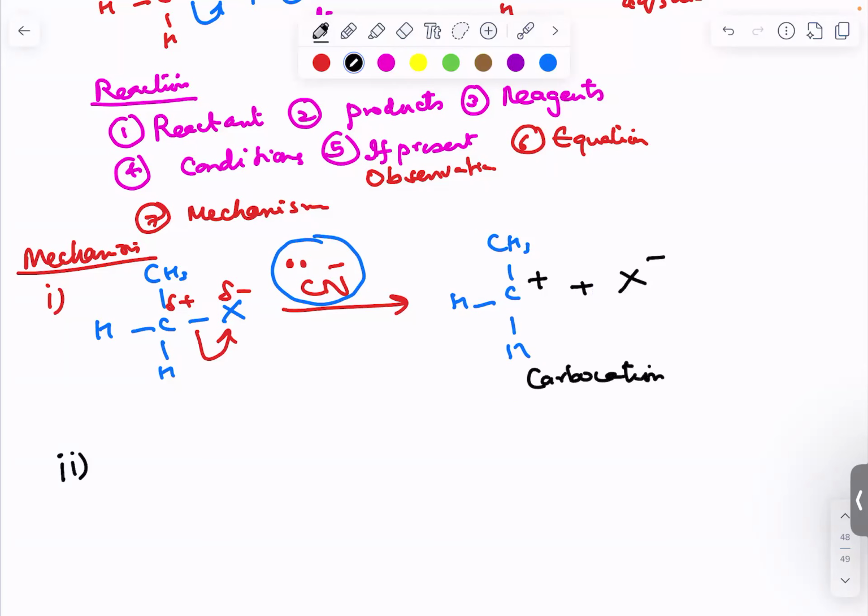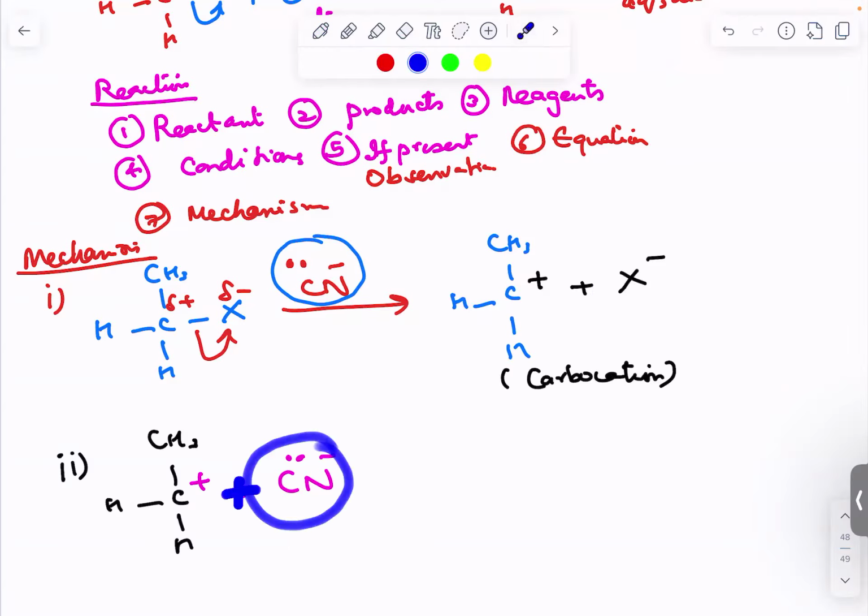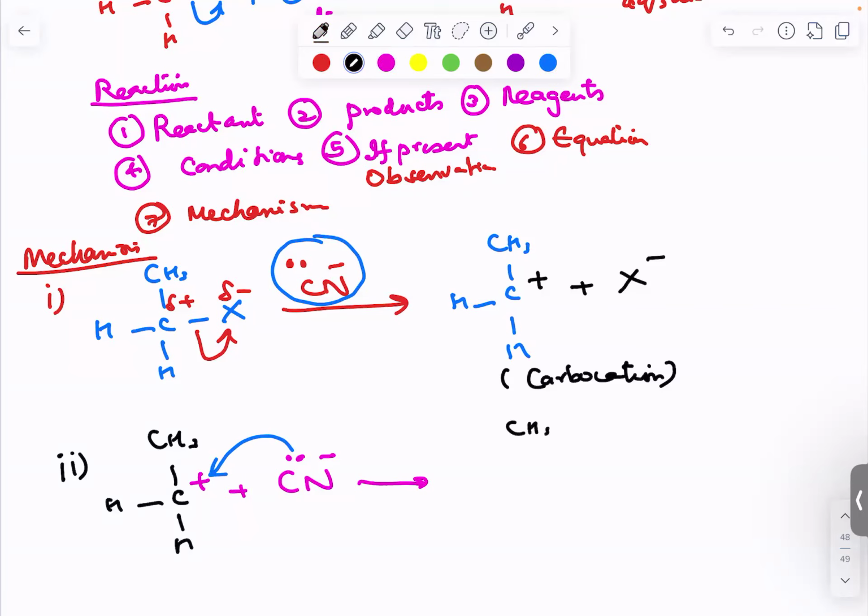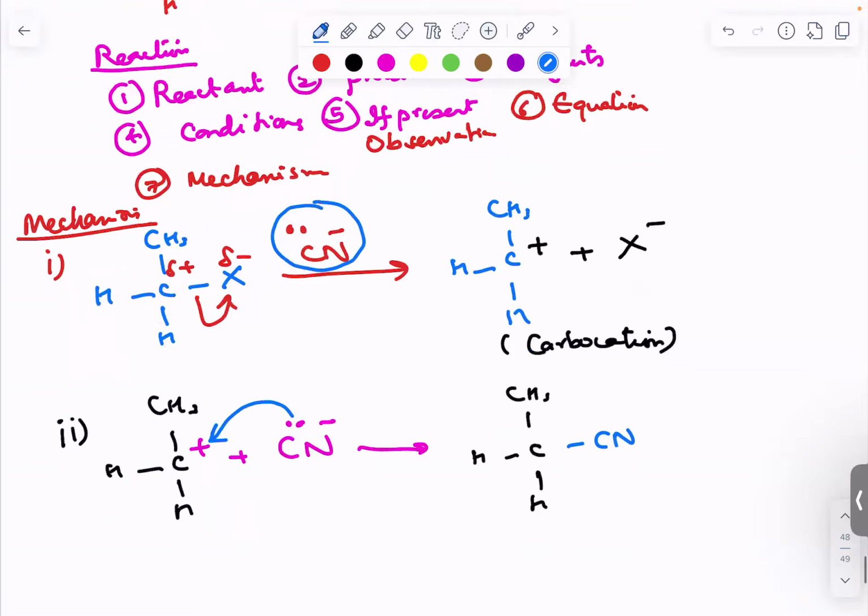So I will take the carbocation again, plus, now I will show cyanide ion here. When I show cyanide ion here with a plus sign on the reactant side, that means now it is taking part in the reaction, and you will draw the arrow from here onto the carbocation, and we are going to get CH3, CHH, and cyanide, CN. I hope it's clear, right?